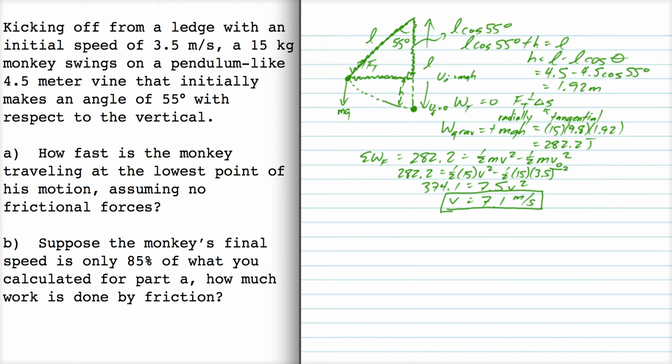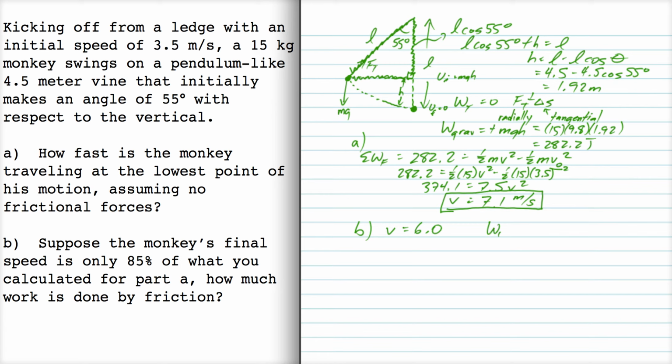There's the final velocity at the bottom of the motion. For part B, it says we'll assume the monkey's final speed is only 85% of what we calculated in part A, so that means the final velocity is 6.0. And we need to find out how much work is done by friction, right?